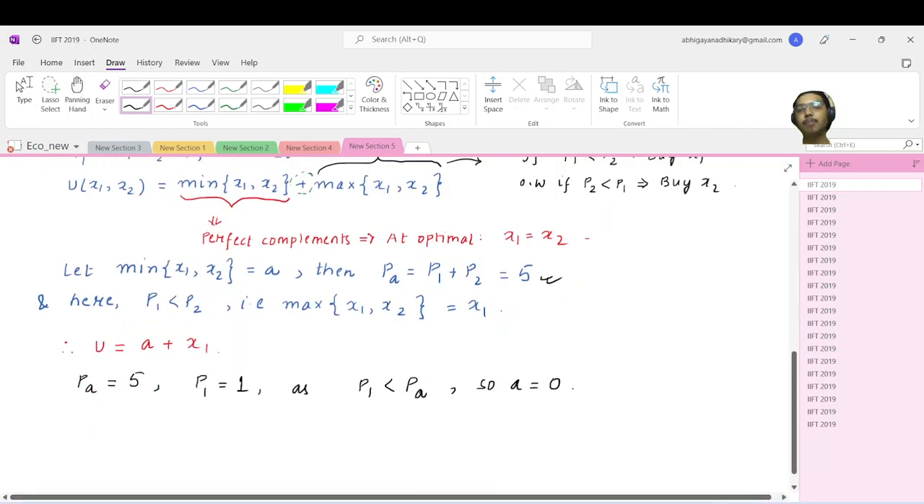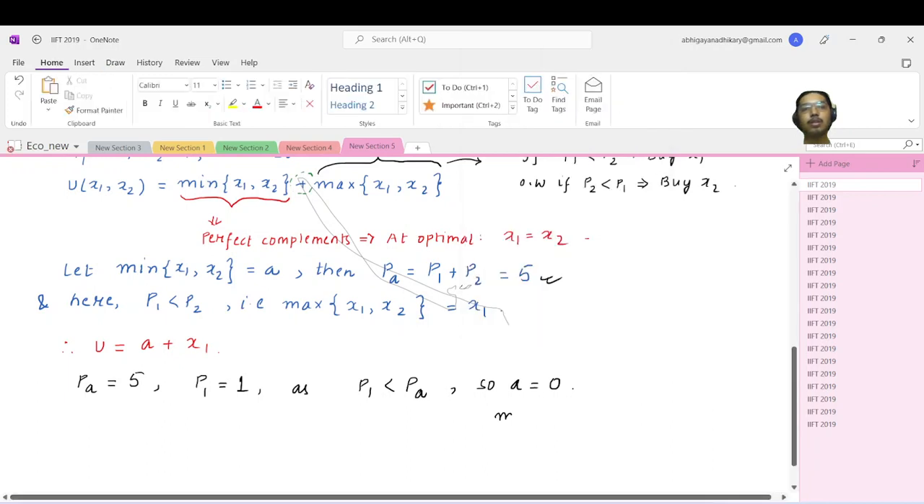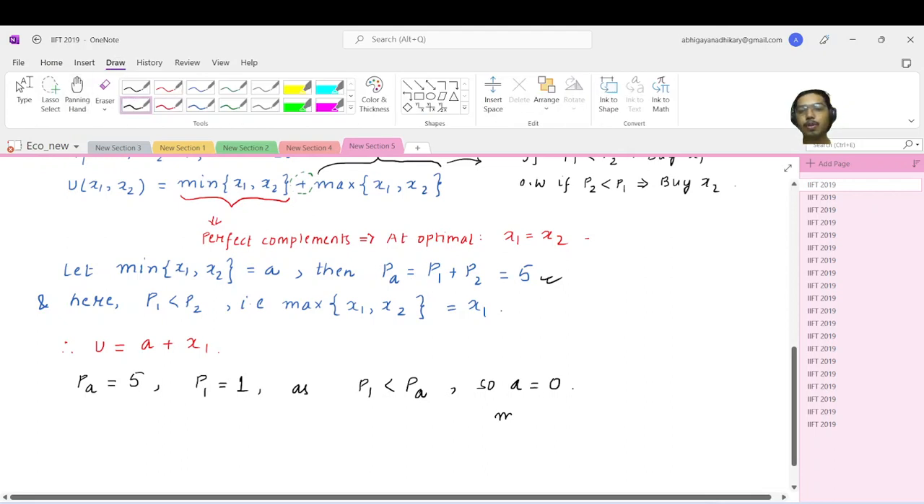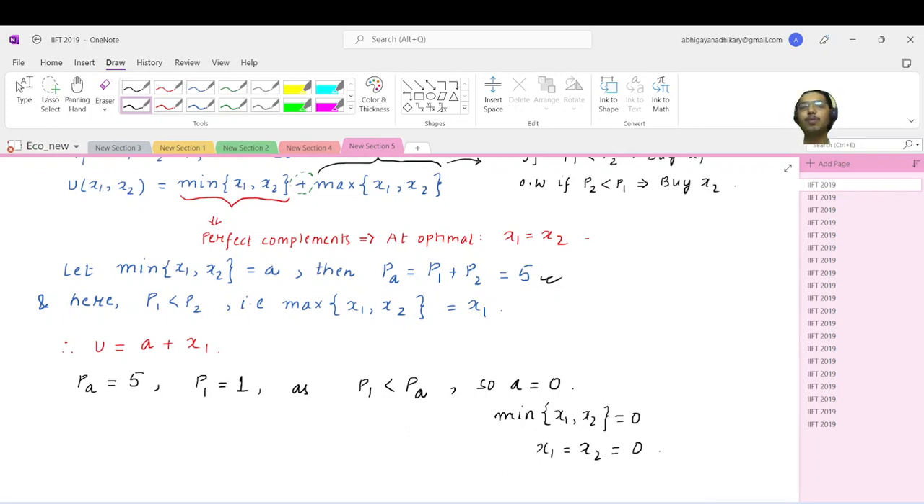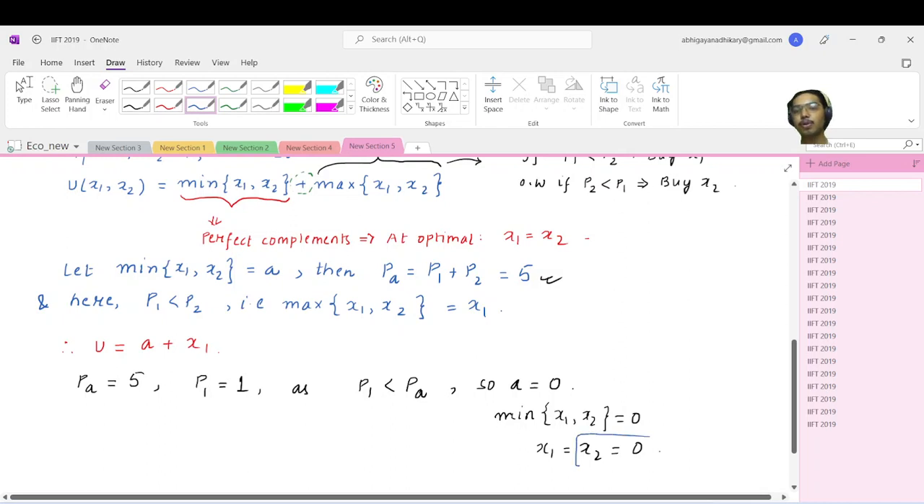What is A? It is basically your min of x1 comma x2. Just a moment, yeah, probably some error. Yeah, so let's continue. So minimum of x1 comma x2 is equal to 0. That means from this part he will not consume anything. So particularly what is of interest is x2 is equal to 0, because for x1 there will be some consumption from the other part, and so a is equal to 0. And what is the optimal amount of x1? It is m by p1, right?